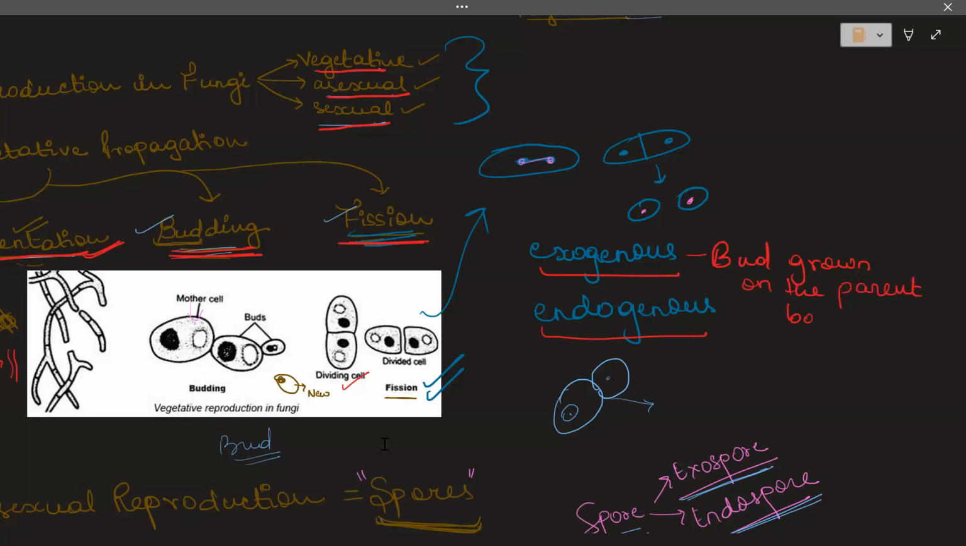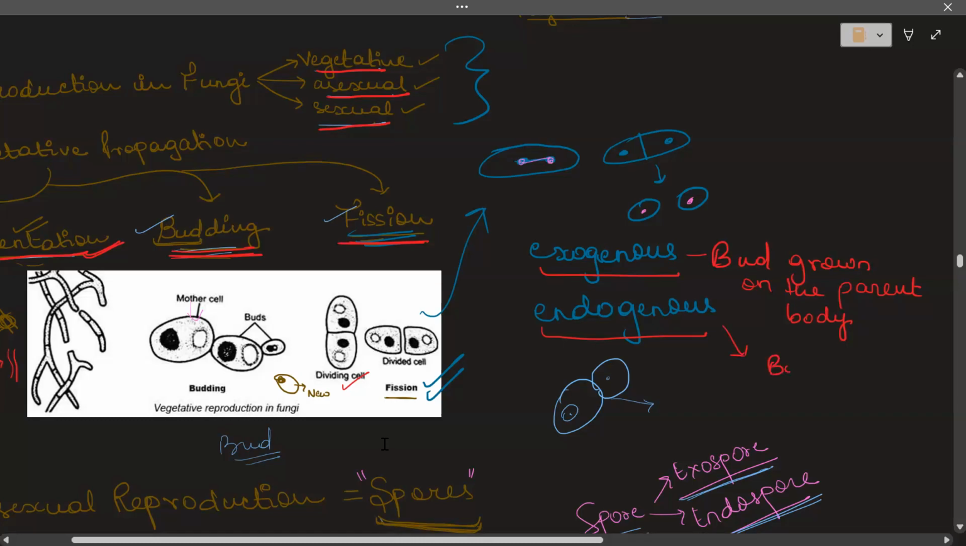Ma'am, do I have to write outside? No, don't write outside. Outside can mean here, there, anywhere. Write on. Exogenous is bud grown on the parent body, and endogenous is bud grown in the parent body.